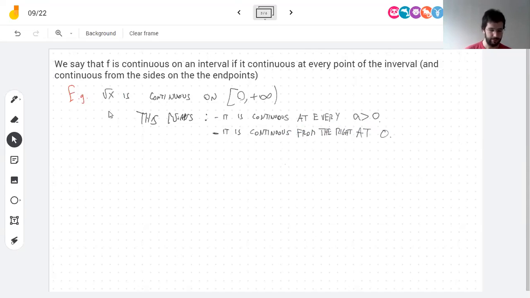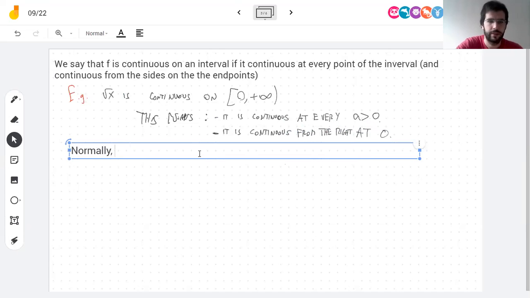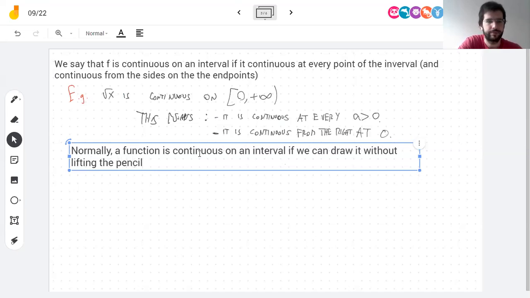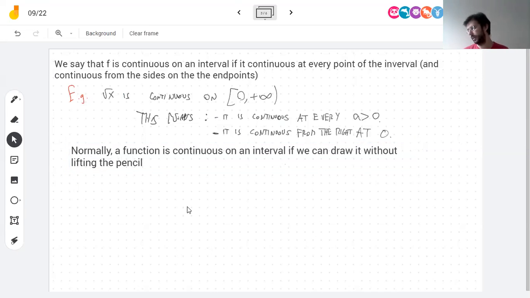So being continuous, normally it means that you can draw the whole function. This doesn't always work because drawings might lie to you, but it really tends to work most of the time. The function is continuous in an interval if we can draw it without lifting the pencil. Because when a function is discontinuous, normally there's a limit from a side and from the other that are different, and that looks like a jump.